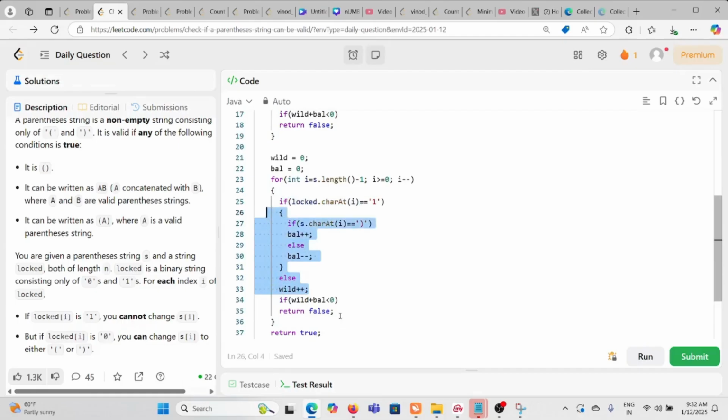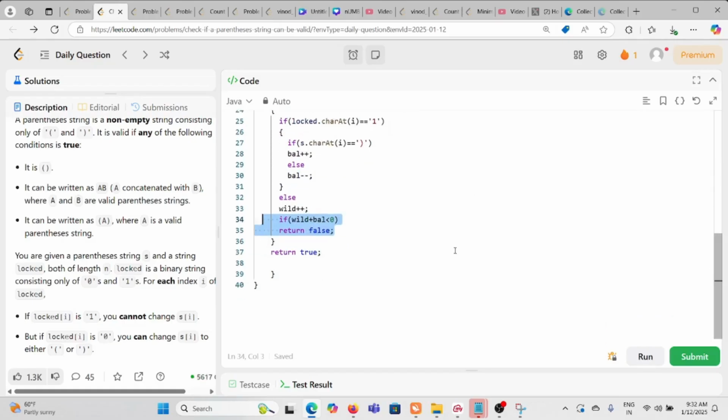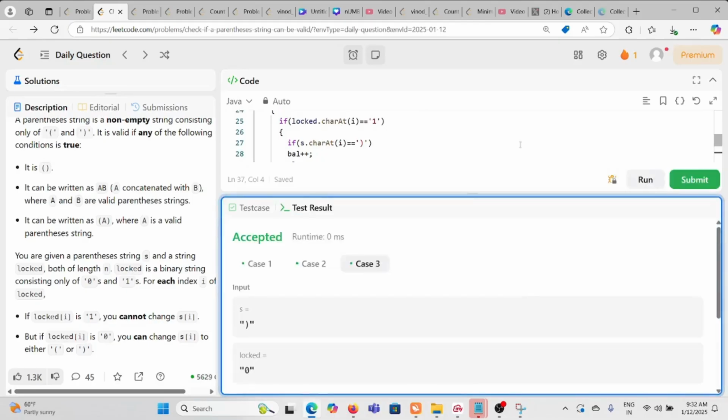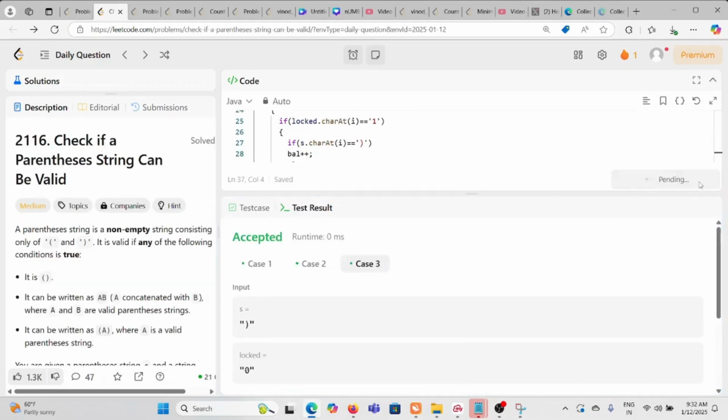Now again we do the same check. If anywhere we find less than 0, that means the wilds are fewer than the balance, so we cannot balance them, and we return false. If nowhere we found false, everything is fine and we return true. So let me run the code. We are doing a two pass solution, so in just two passes we are able to solve this question.